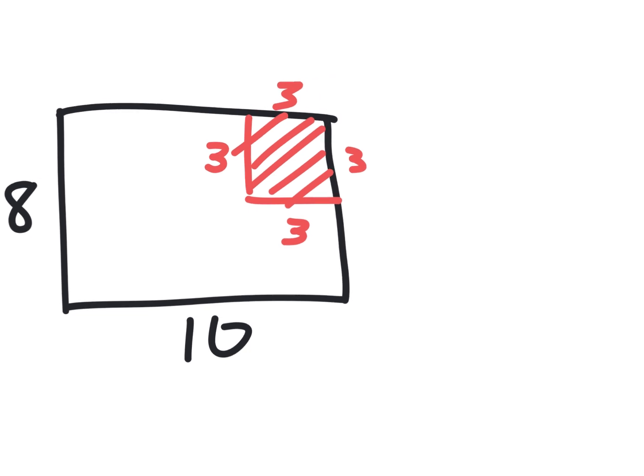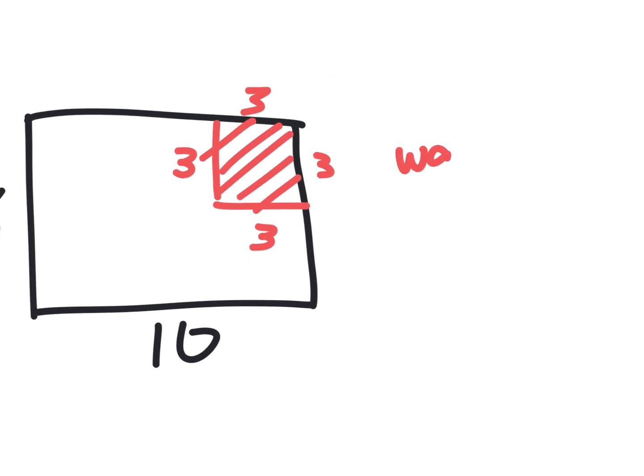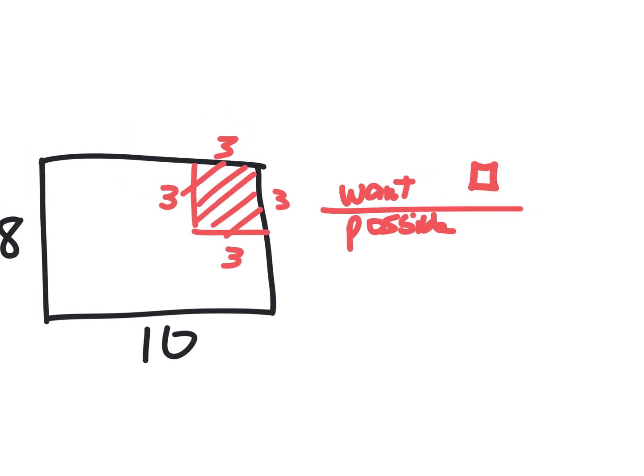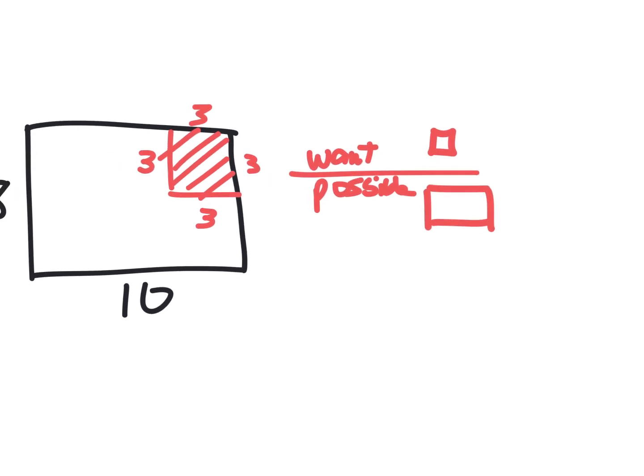Well, then probability, like I told you before, is always what you want over all the things that are possible. And what you want would be the square over what's possible, the big rectangle. This is how I would want you to set them all up. The little square area is 3 by 3 is 9, out of the rectangle area, which is 80. Then your probability of hitting that is 9 out of 80.